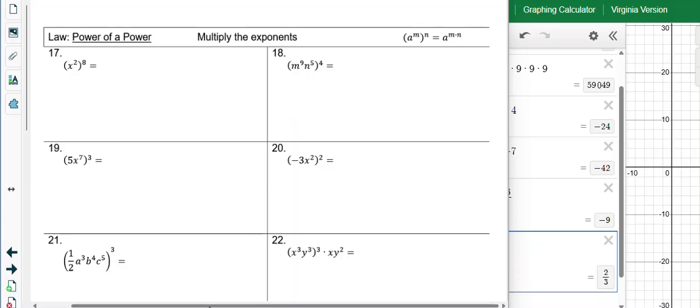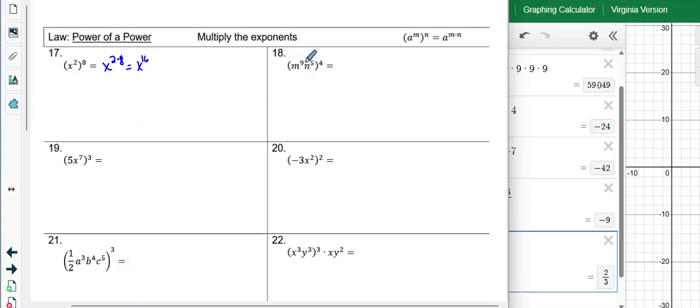All right, here is an example of the next rule, which is power of a power. And the rule says that you can just raise the power by multiplying the exponent. So this ends up being x to the 2 times 8, which is going to be 16. So 2 multiplied by 8. So this ends up being 16.